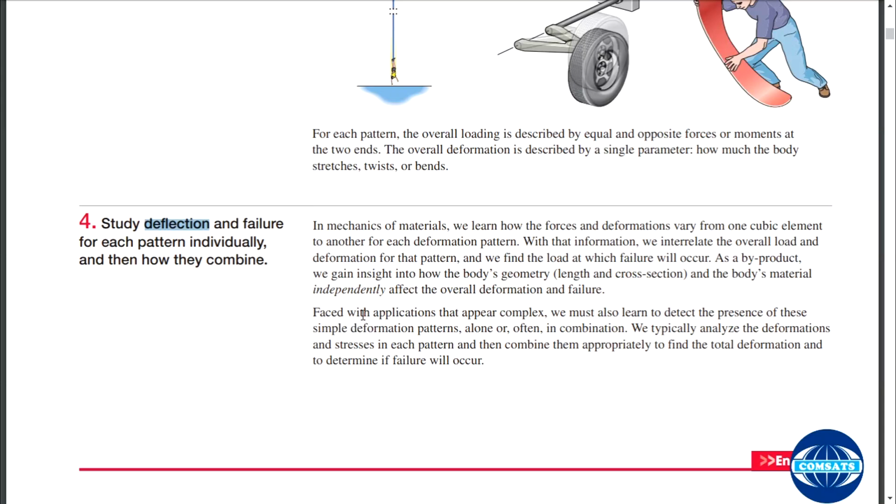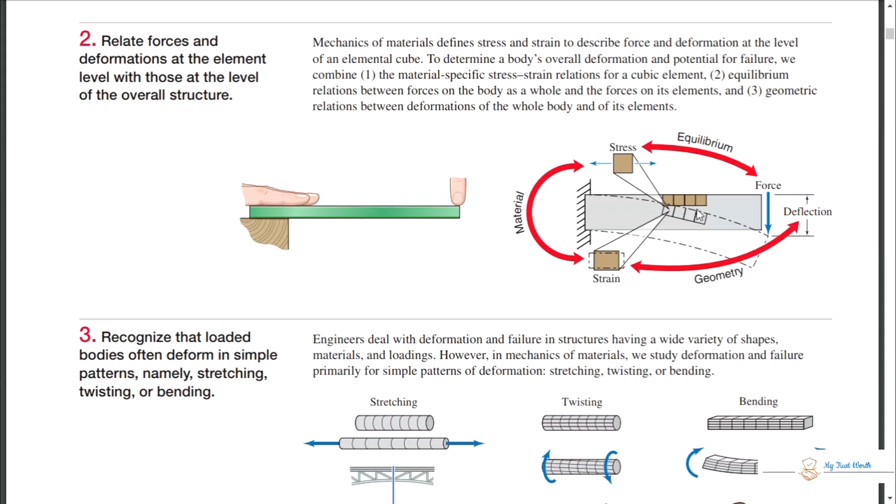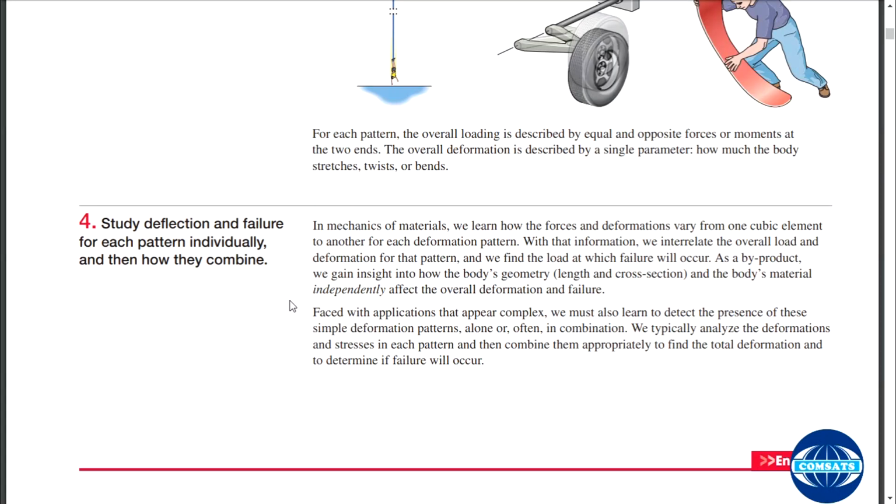Okay. Faced with an application that appears complex, we must also learn to detect the presence of these simple deformation patterns, alone or often in combination. We typically analyze the deformations and stresses in each pattern and then combine them appropriately to find the total deformation and determine if failure will occur. So different elements will be studied and different patterns will be generated, and to study the overall behavior of your member, you have to know the behavior of the elements, and then you can predict the failure mechanism. So this is enough for today, and we'll be coming with more interesting units in upcoming lectures.